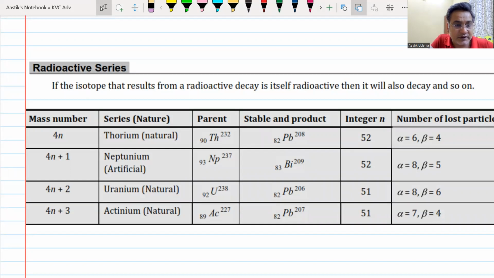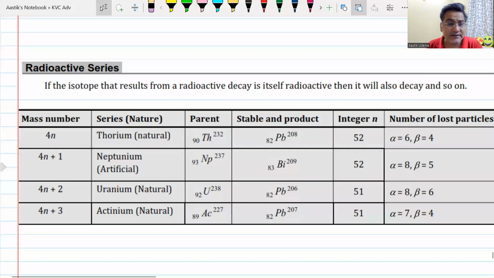That takes us to the last part, and this is the radioactive series. As I told you, when a radioactive nucleus decays, it may not yield a stable nucleus in just one disintegration. It may keep on disintegrating, and at the end of the chain, you will get a stable nucleus. There are 4 radioactive series that we have found out. The first one is known as 4n, then 4n plus 1, 4n plus 2, and 4n plus 3.